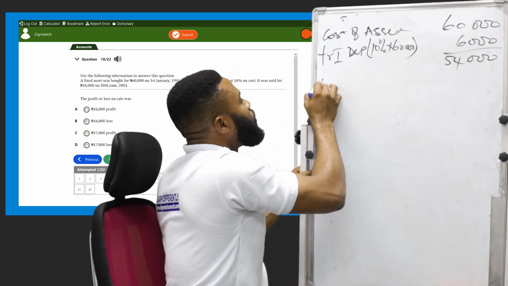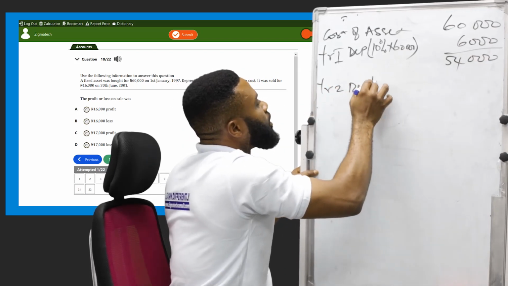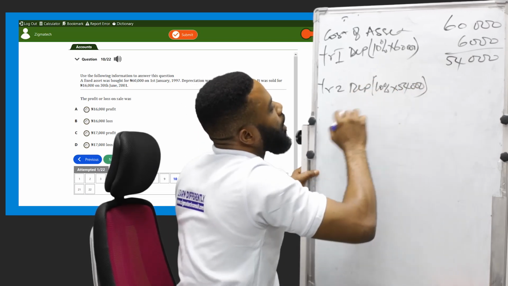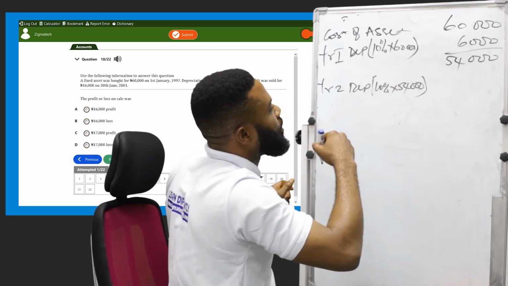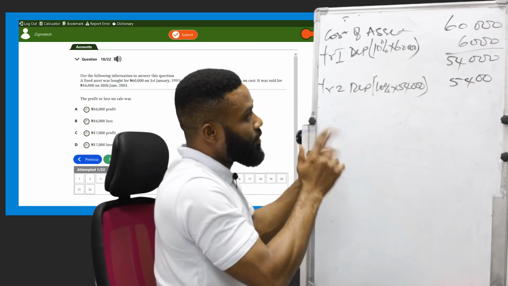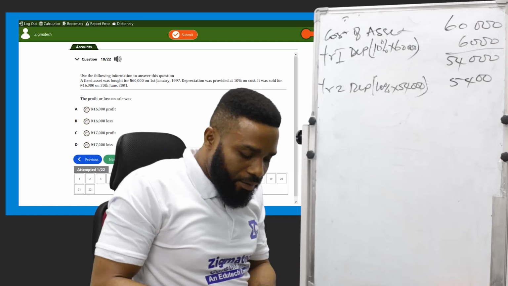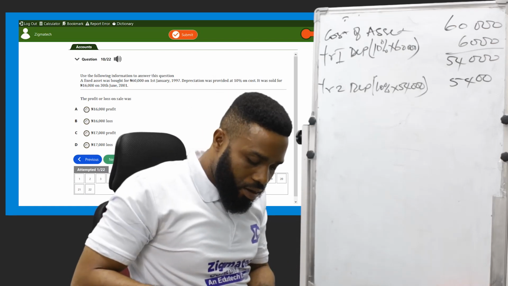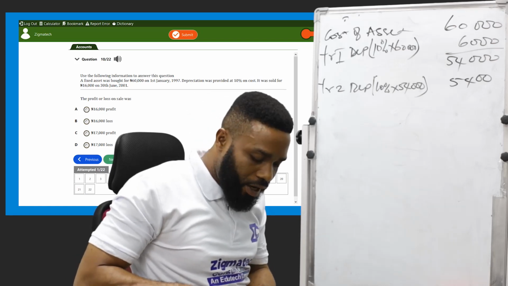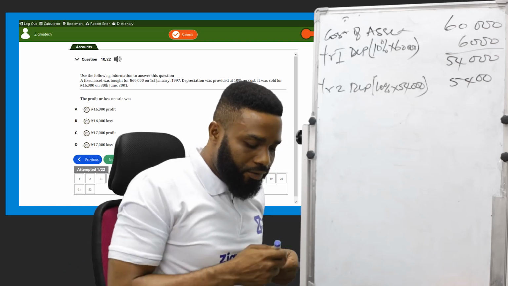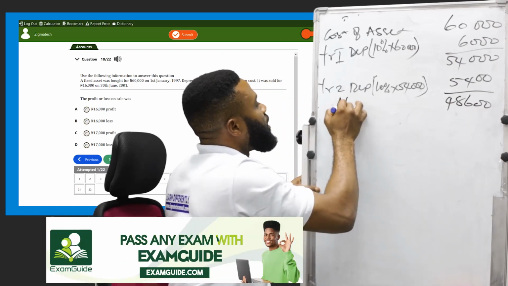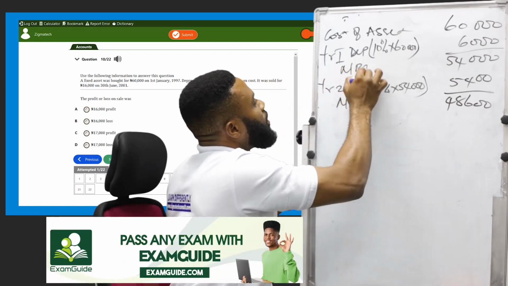And then for year 2, depreciation is still 10% times 54,000. This one will give you 5,400. When you subtract 5,400 from 54,000, you will have 48,600. This is the net book value.